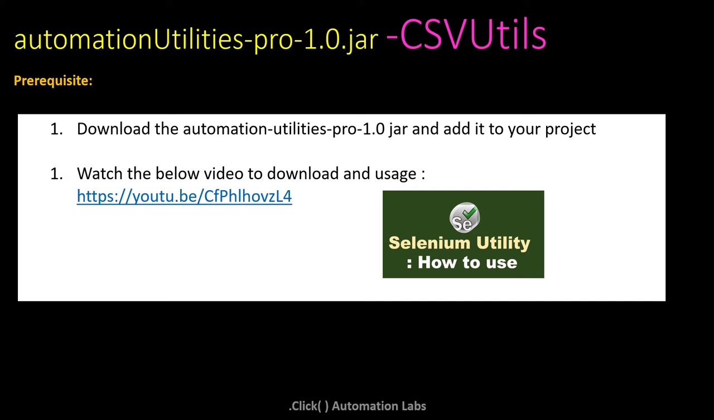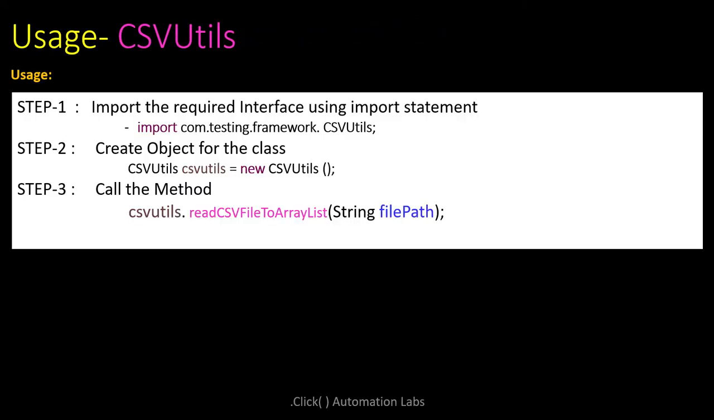Once you are done with that, let us look at the CSV utilities class. The purpose of this class is to read your CSV data and return it as an array list. Whatever file you provide, the data in that file can be converted into an array list, so that in your test, wherever you want, you can use the data. That is the purpose of this class.